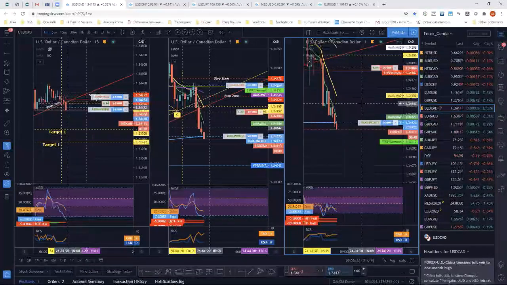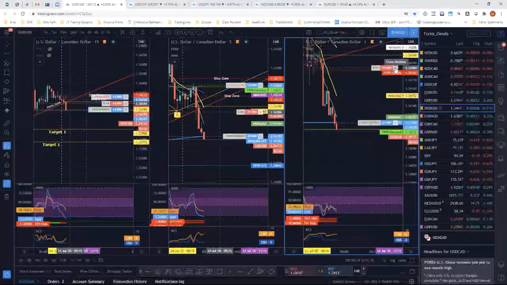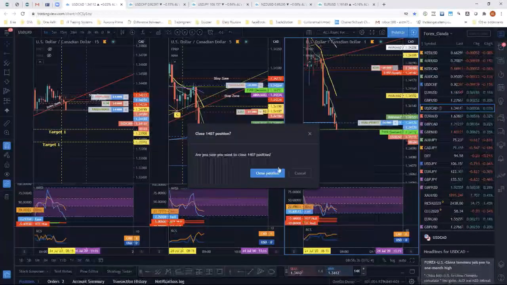Yep, and I'm at one of my targets right now, 34.11. We have to be just about there. 34.12. And here we go. One more little push, or it's not doing anything. I'm just going to close this one out.